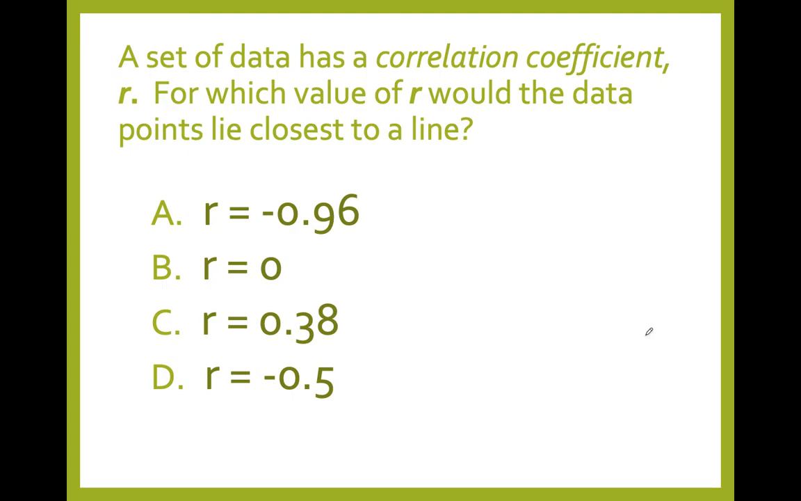All right, let's give this one a try as well. A set of data has a correlation coefficient of R. For which value of R would the data points lie closest to a line?